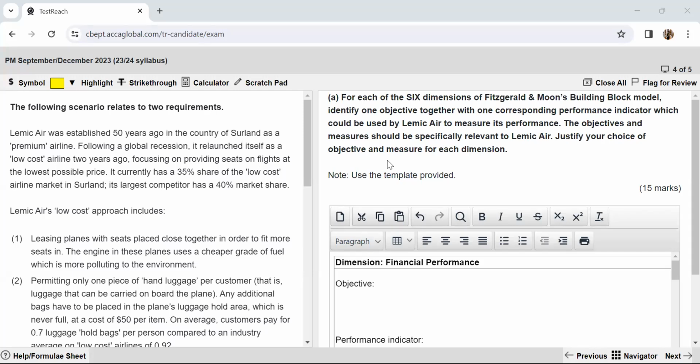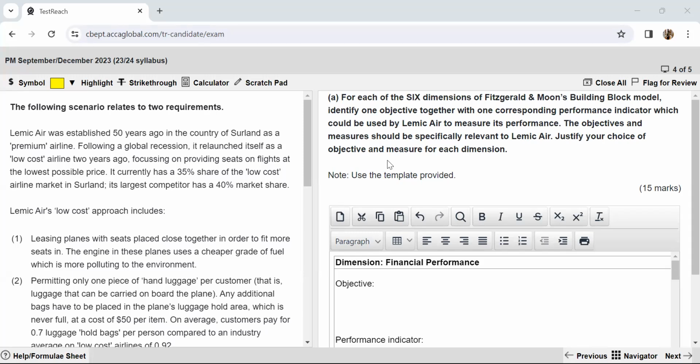This is Tushita Gupta, ACCA affiliate, and in this video we are going to be solving the Lemic Air question. This is a question from the past papers September-December 2023, which is the latest one that is available to practice for the March 24 attempt.